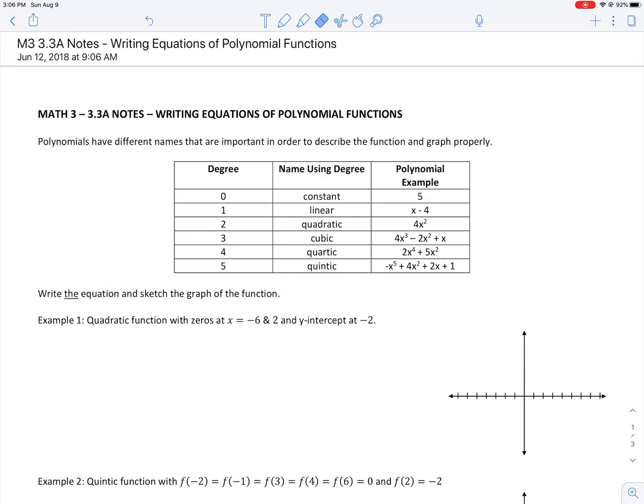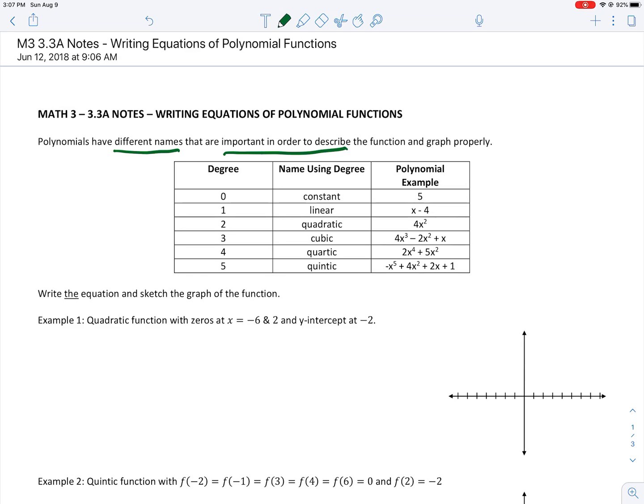So today we're working on notes 3.3a, writing equations of polynomial functions. Polynomials have different names. It's important to understand those names so you can graph it properly. Degree 0 is a constant, right? That's just 5. First degree is linear. We've seen those a lot.